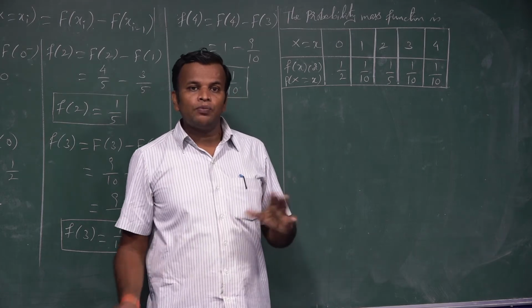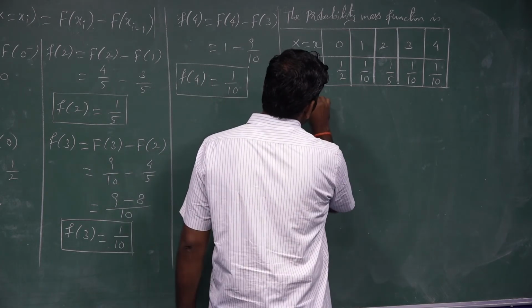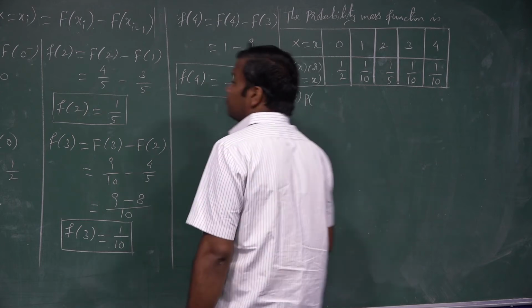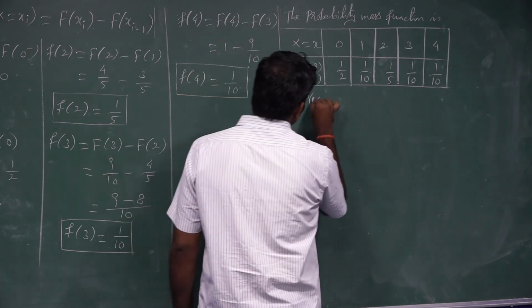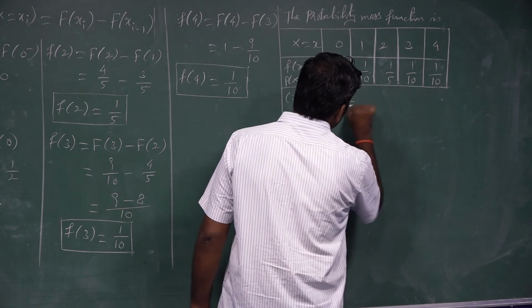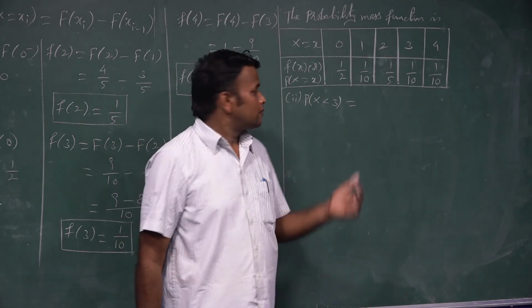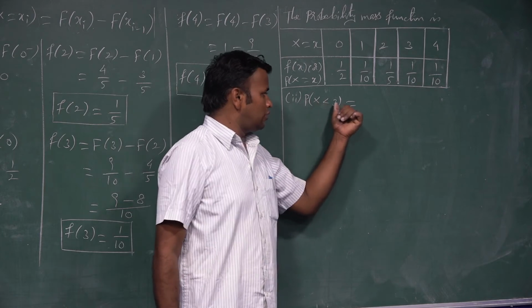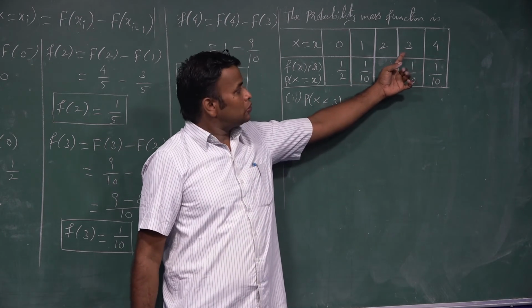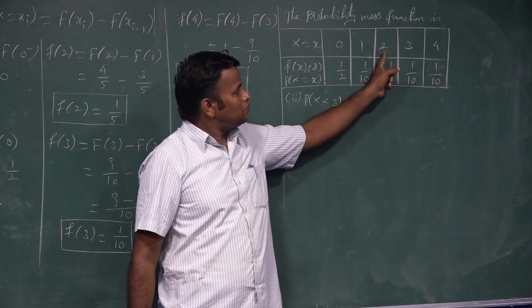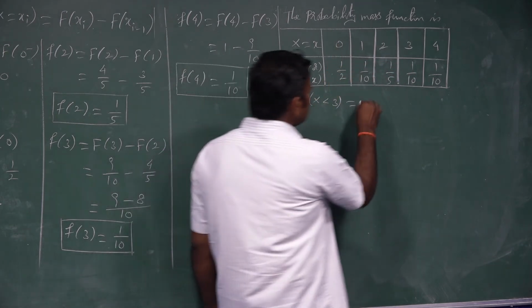Next, to find some probability values also. What is the second probability value? To find P of x less than 3. Less than 3 means the probability that the value of x is less than 3. What are the values less than 3? There are 3 values possible. Less than 3 means it may be 2 or 1 or 0.